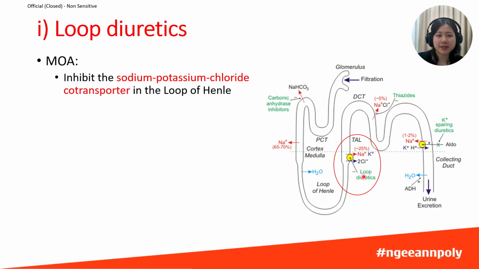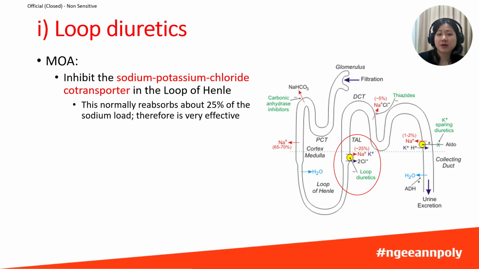The loop diuretics inhibit the sodium-potassium-chloride co-transporter in the thick ascending limb of the loop of Henle. This causes sodium to stay in the tubules, trapping water in the tubules via osmosis. As a result, more water remains in the tubules, which moves to the collecting ducts and is excreted as urine.